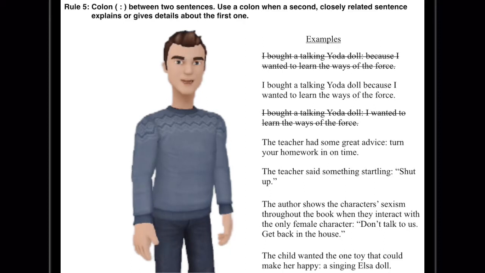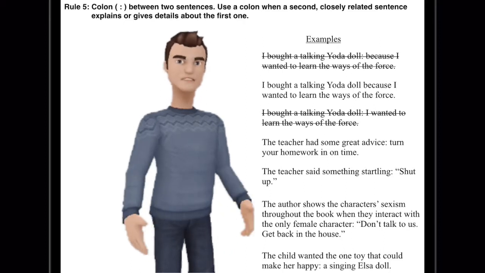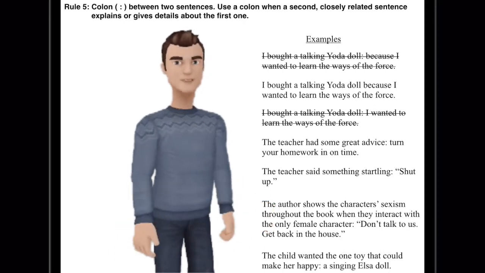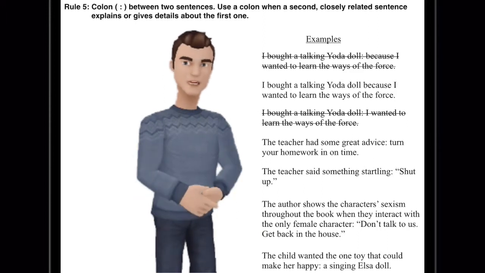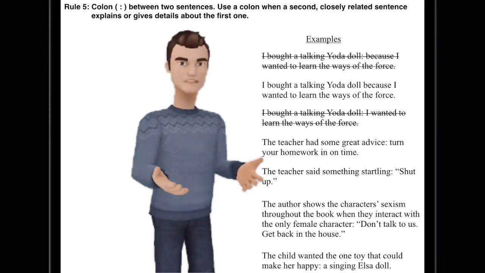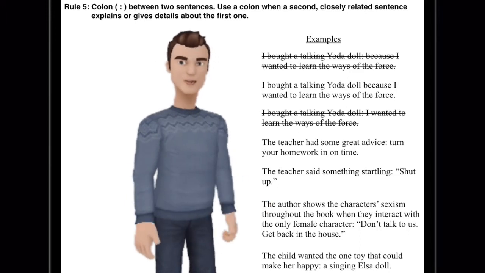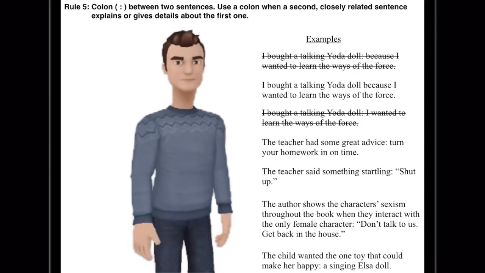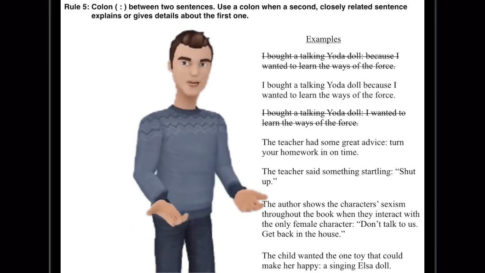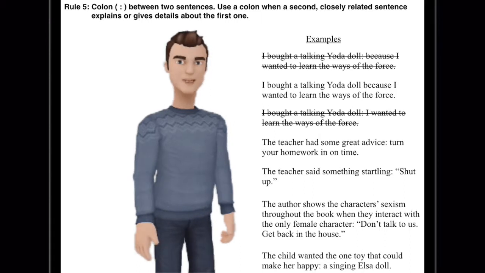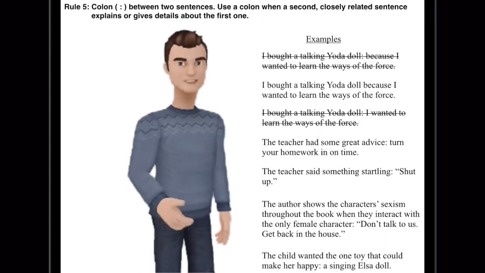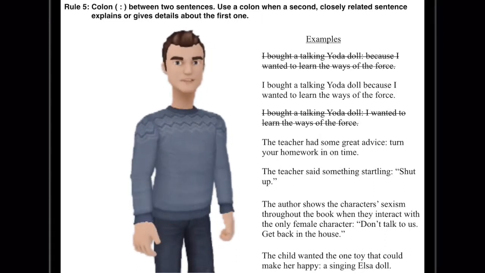After you really master having an independent clause on both sides, there's another way where you can have a group of words after the colon. So in this one, we have, "The child wanted the one toy that can make her happy: a singing Elsa doll." In that one, we don't have an independent clause after the colon, but we have a group of words that specifically tie back to the original sentence.